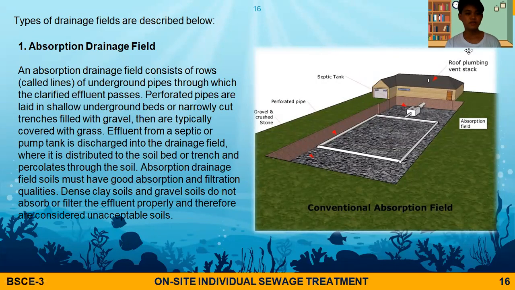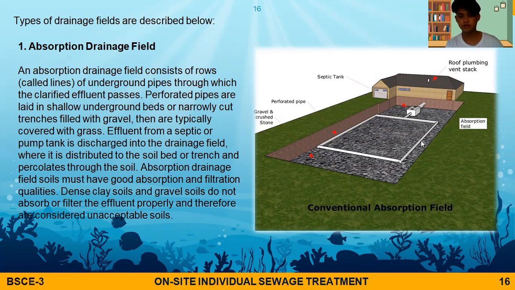Types of drainage fields are described below. First is the absorption drainage field. An absorption drainage field consists of rows, called lines, of underground pipes through which the clarified effluent passes. Perforated pipes are laid in shallow underground beds or narrowly cut trenches filled with gravel, then are typically covered with grass.